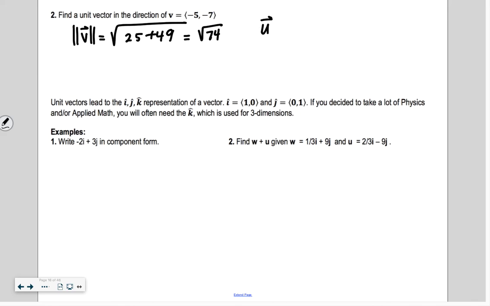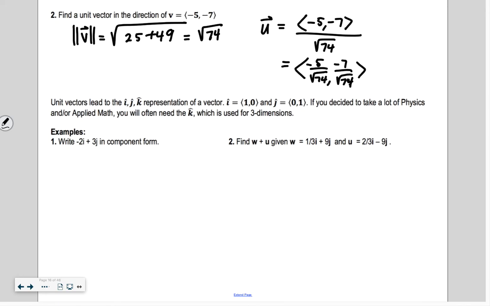So we want our unit vector to have a magnitude of 1. Our unit vector has to be negative 5, comma, negative 7, and we have to divide by the length that it is. If it was 10 units in length and we divide by 10, isn't that putting it at 1 unit in length? That's what we're doing. So we're dividing by root 74. Our unit vector looks like negative 5 over root 74, comma, negative 7 over root 74. And that's our answer.